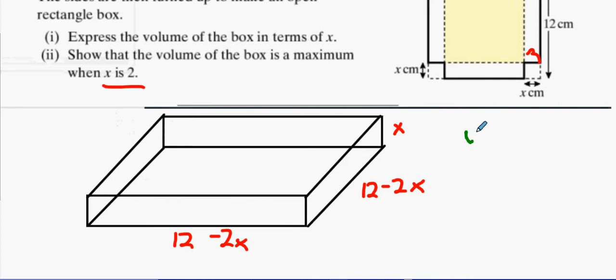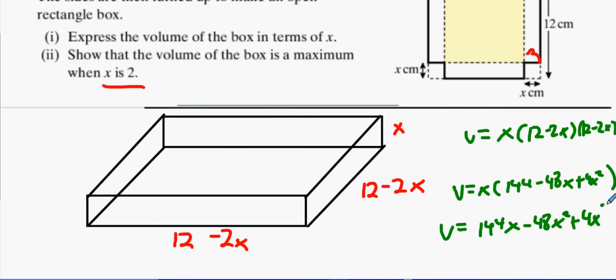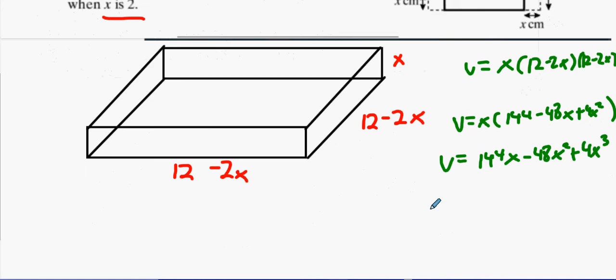P equals x times (12 minus 2x), squared. P equals x times (144 minus 48x plus 4x squared). P equals 144x minus 48x squared plus 4x cubed. And then we will differentiate this, and we will get 144 minus 96x plus 12x squared.